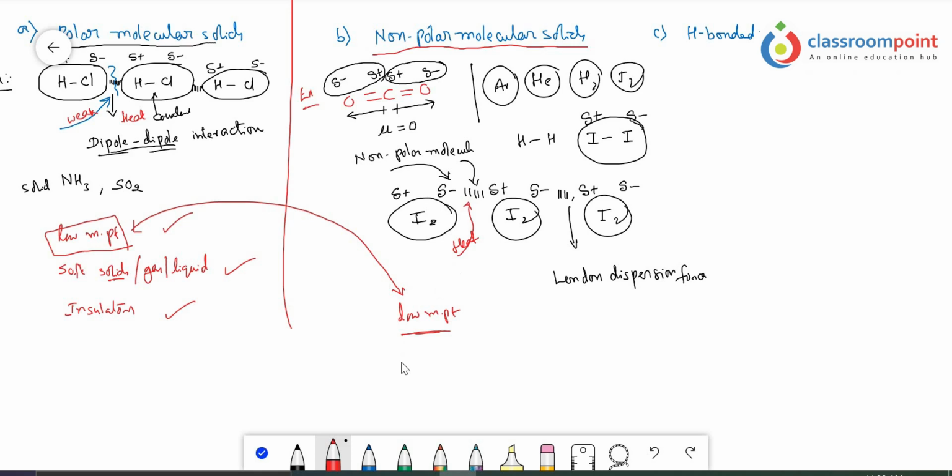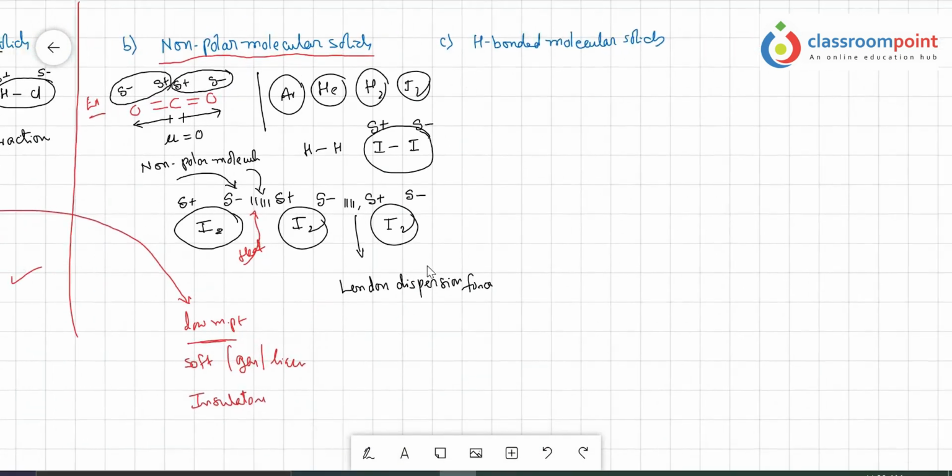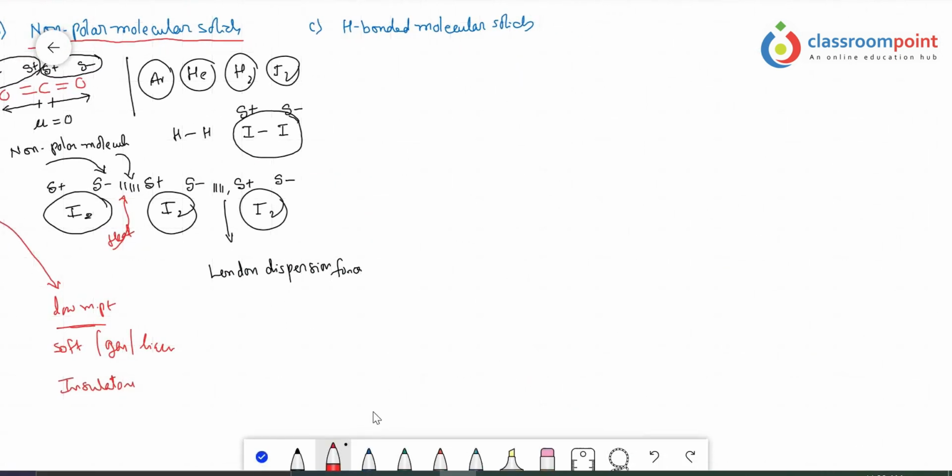Because of the weak attractions, these are soft solids. They may exist in the gaseous state or in the liquid state also. And here also no ions are there, only molecules. So these are also insulators, meaning they cannot conduct electricity; they are bad conductors of electricity or heat.